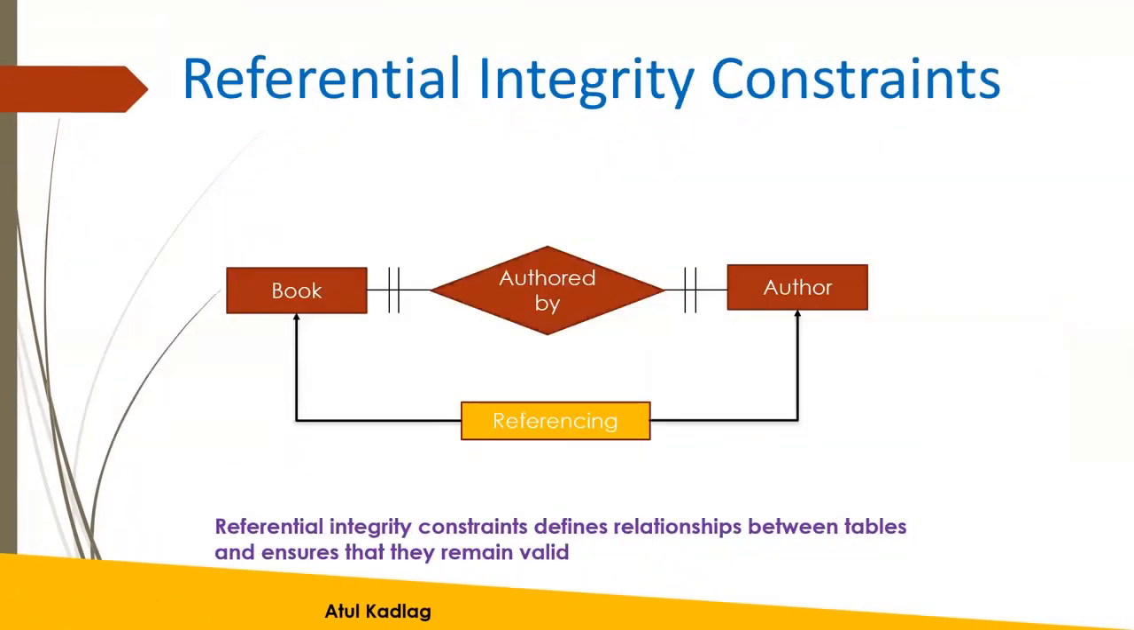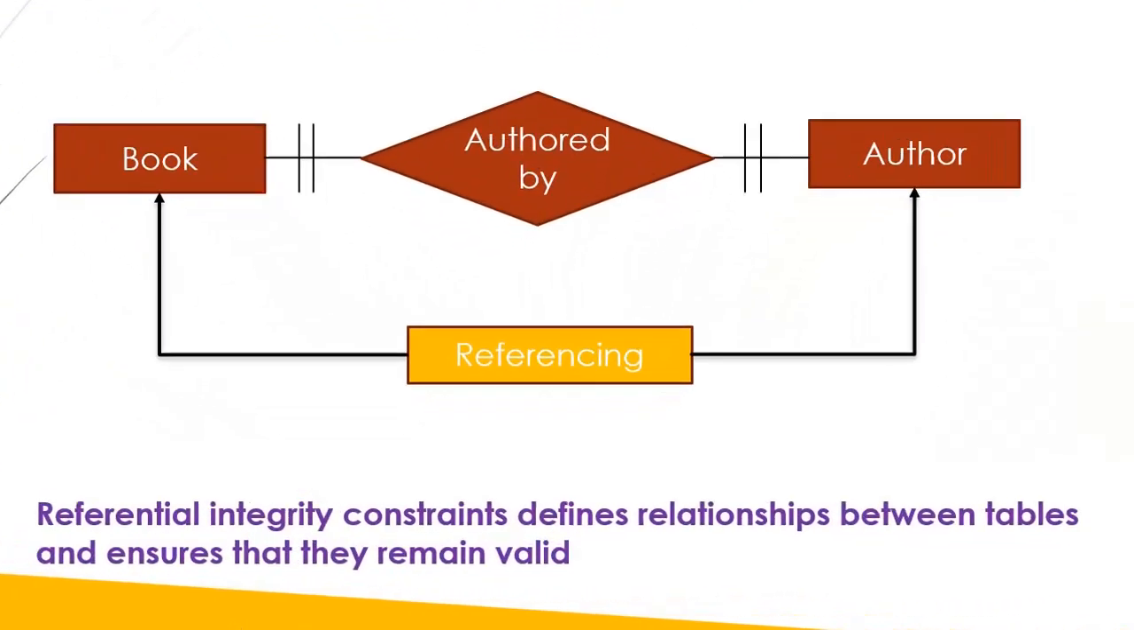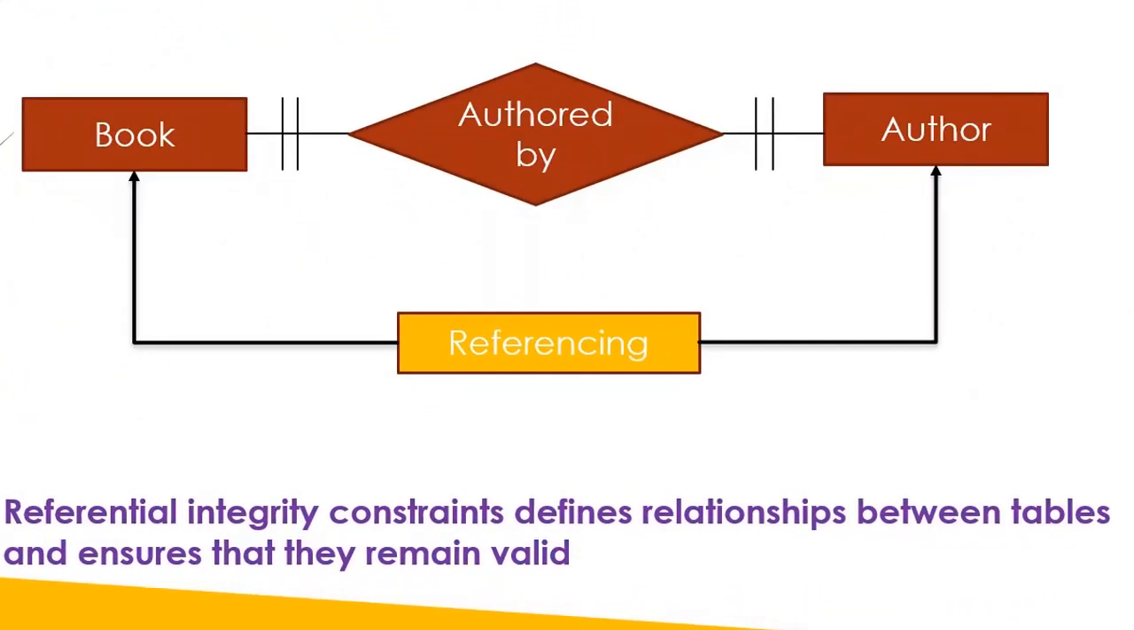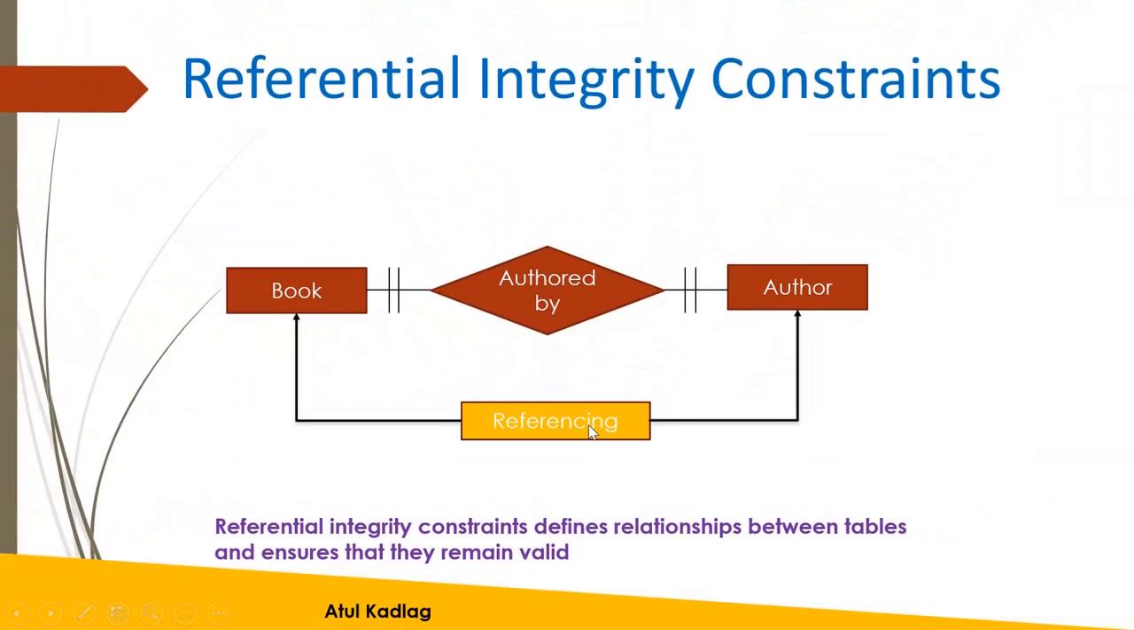Now, referential integrity constraint defines the relationship between the tables, and it ensures that they remain valid. That means there is a relationship between book and author: the book is authored by a particular author, the person who has written that book, and they have a relationship like a one-to-one relationship. So the referential integrity constraint will check whether these relationships are valid or not. That is what is checked by referential integrity.